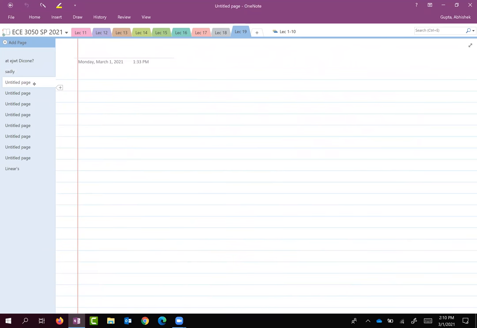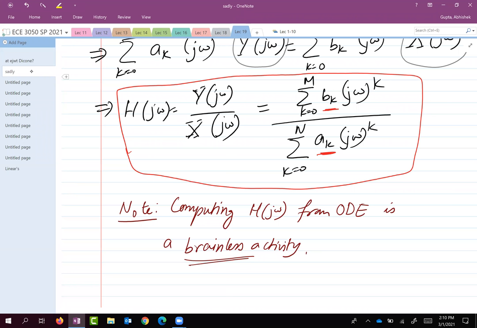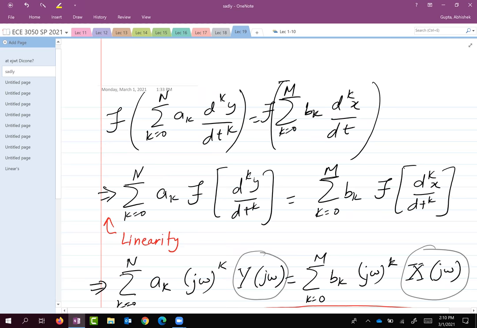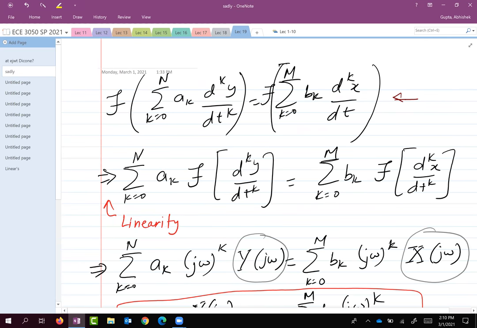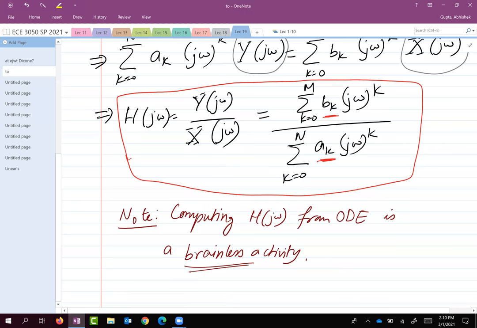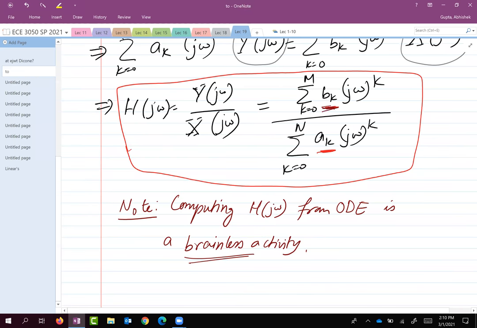Okay. So wait, you're saying that the method of taking the capital Y j omega over X of j omega is the brainless method or the easy method? No, I'm saying that once you know the differential equation, this is the differential equation, right? So once you know the differential equation, you just have to plug in the values of BK and AK in this formula for H of j omega and you get H of j omega. Okay. Yeah, that's the brainless part.